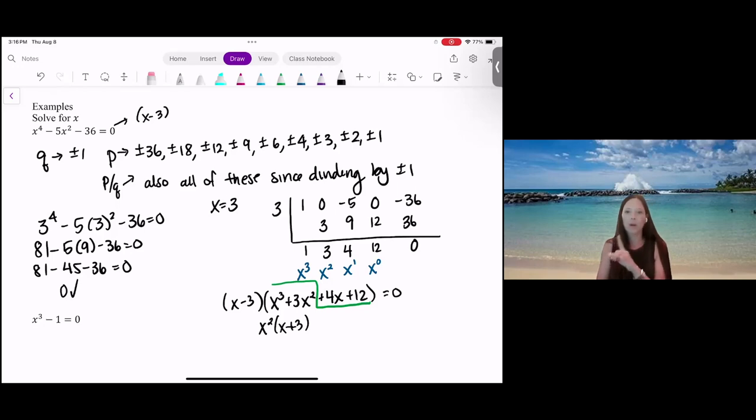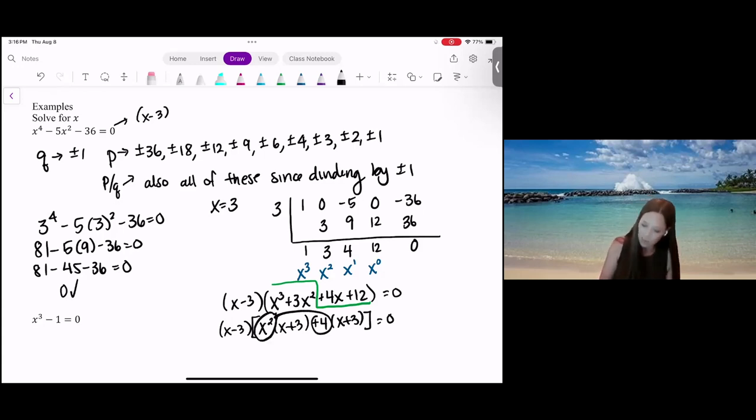Now, in order for this to work, I need to be left with x plus 3 when I factor out something from 4x and 12. 4x and 12 factor by 4. That leaves me with x plus 3, which is good. That's what I needed for grouping. I still have this x minus 3 term here. And then I can factor out this x squared plus 4, which means I have x minus 3 times x plus 3 times x squared plus 4, and that's all equal to 0.